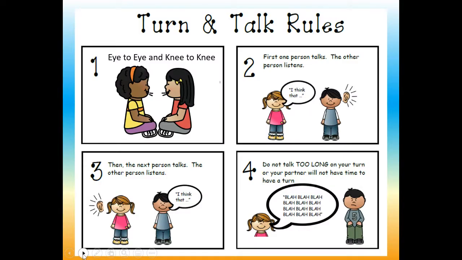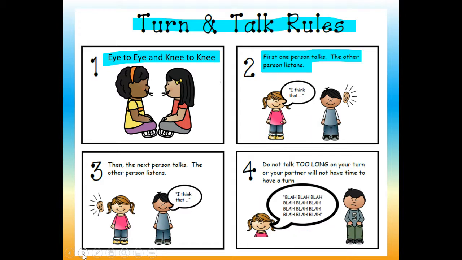So let's review our turn and talk rules. Number 1, eye to eye, knee to knee. If you have a partner at home, make sure you're looking at them. 2, first one person talks, the other person listens. 3, the next person talks, the other person listens. So if I'm your only partner, make sure you listen to the questions and then talk when it's your turn. 4, do not talk too long on your turn or your partner will not have time to have a turn.